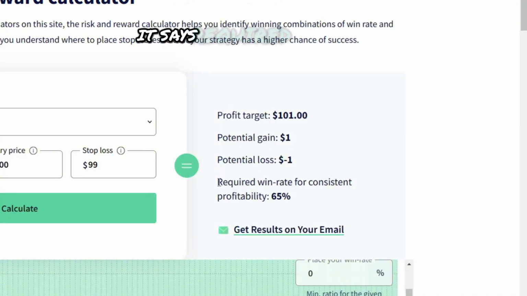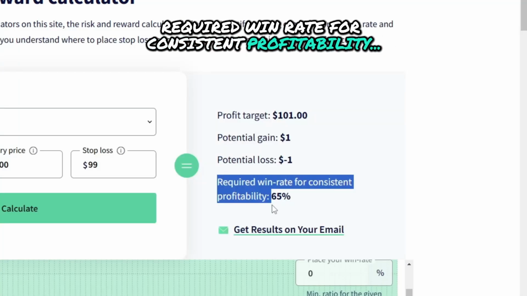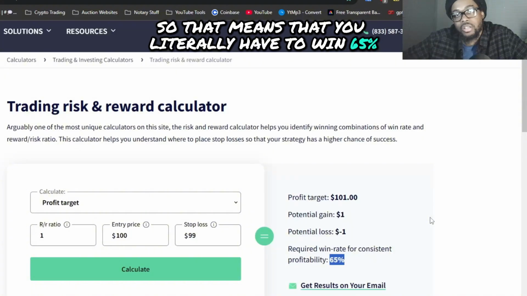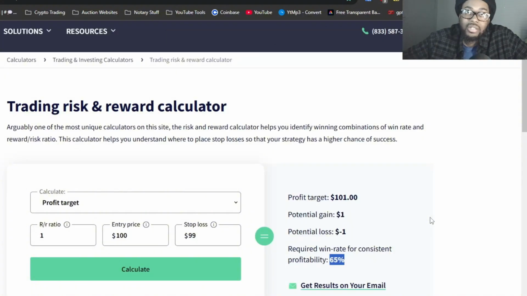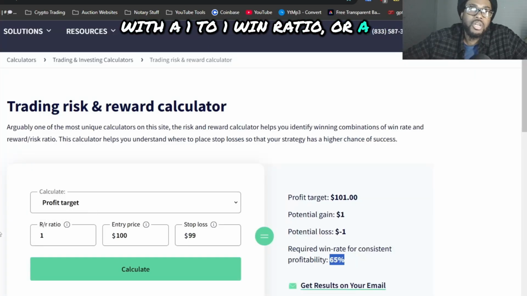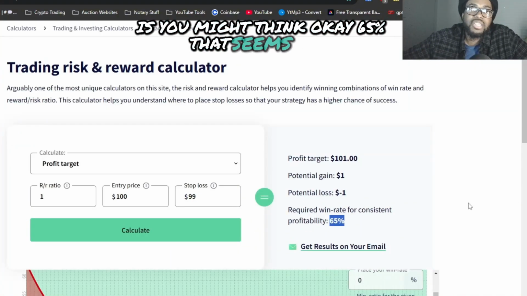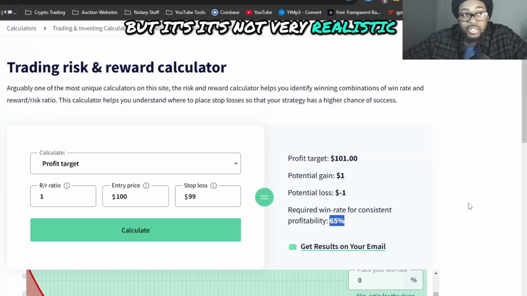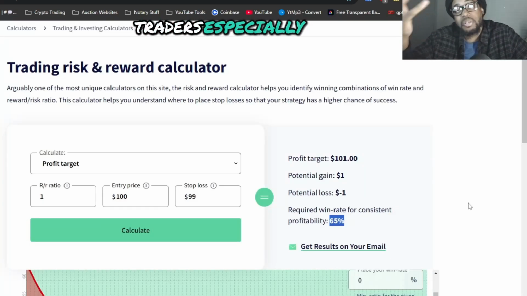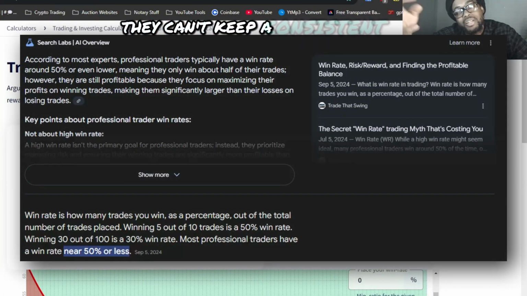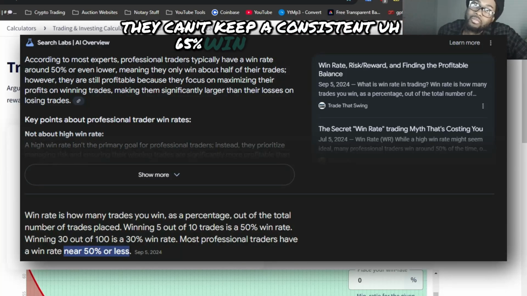So if you look right here, it says required win rate for consistent profitability right here. So that means that you literally have to win 65% of the time or higher to actually be profitable with a 1-to-1 win ratio, or R&R ratio of 1. The problem is you might think, okay, well, 65%, that seems good, but it's not very realistic, because most traders, especially beginner traders, and most traders in general, they can't keep a consistent 65% win percentage.